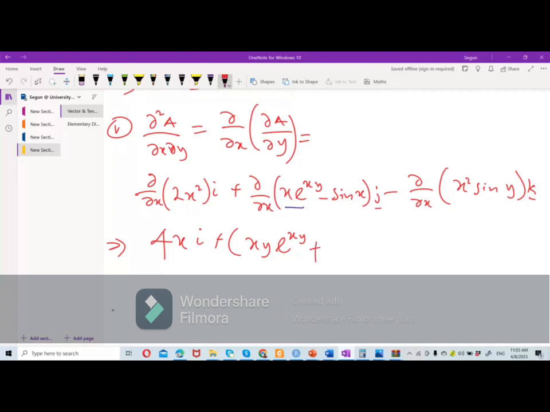So here with our plus, if I now differentiate x now, this will be exponential xy. Now, I need to differentiate sine x. What do I get? I will have cos x j. Then let's differentiate this one with respect to x. Minus 2x sine y k. Any question?